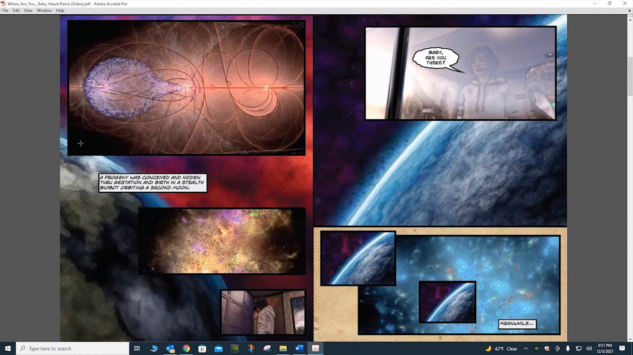Beautiful image. So a progeny was conceived and hidden through gestation and birth in a stealth biot orbiting a second moon. So one of the exercises I can reveal was to establish through a narrative, and we didn't want to do too much showing, we wanted some telling. And then we also broke that backwards into telling it through the images without any text.